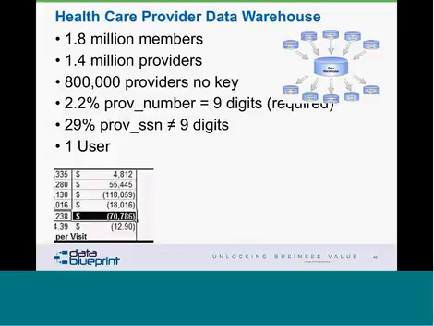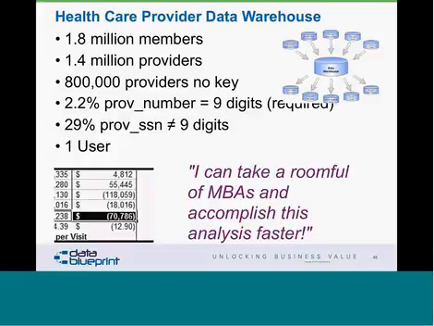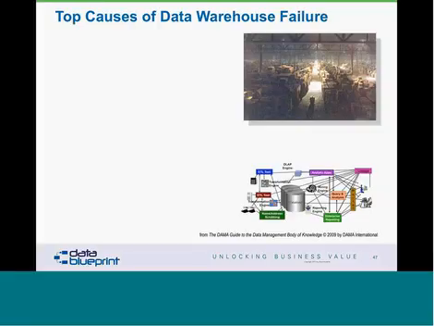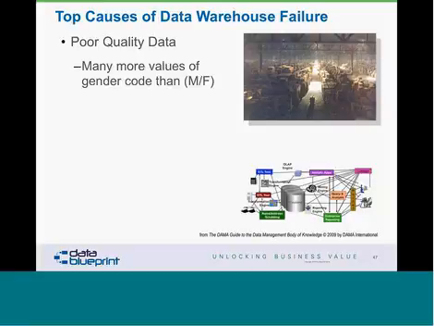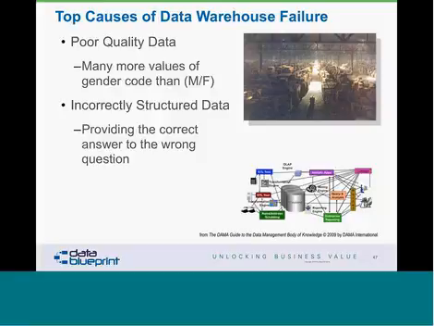There's absolutely no excuse for spending $30 million to solve a problem that the CEO of the organization said, I can take a room full of MBAs and accomplish this analysis faster. So again, we've got to have very, very tight integration on these things. Otherwise, you'll end up just like most of these, where you have poor quality data, many more values of gender code than just male or female.